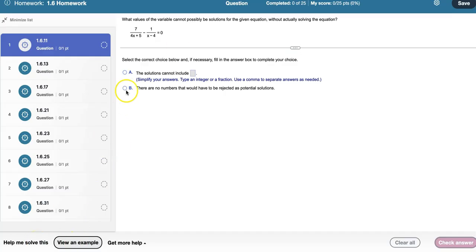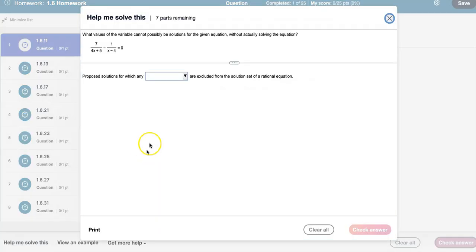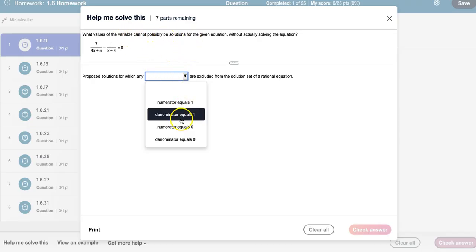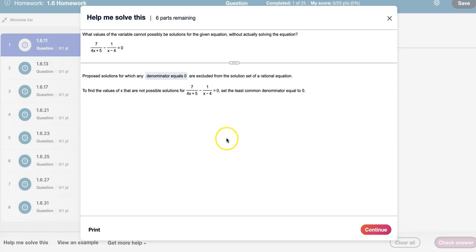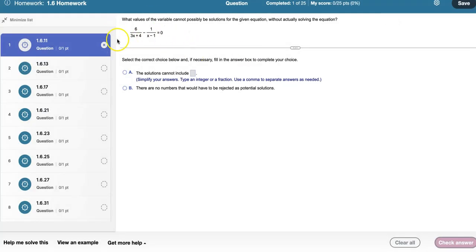Help Me Solve This will help you solve this exact question, but then at the end of helping you solve it, it's going to step you through and kind of ask you to fill in some information along the way. Okay? Proposed solutions are solutions where, in this case, we're looking where a variable can't possibly be a solution because the denominator would equal 0. And then you can check your answer, and it's going to keep going and lead you through a guided solution for this one example. When you finish, it's going to give you a new question to try. Okay, so that's the information that you can use to get help. I recommend the videos first and only using these help buttons if you absolutely need to.